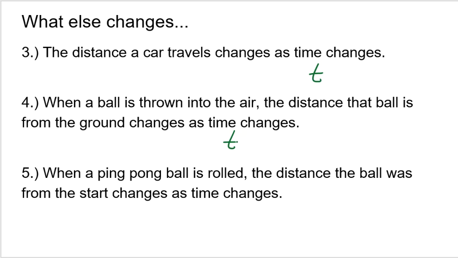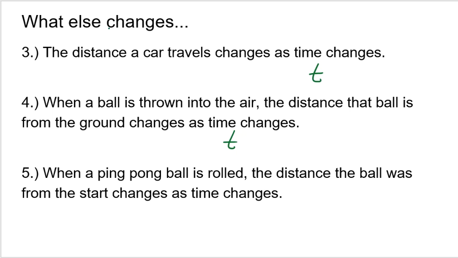If I take a ping pong ball and I roll it on the ground, the distance the ball was from the start changes as time changes. So if I put it down on the ground, that would be like position 0, and I start rolling it. As the time ticks away, the distance that ball is from me is growing: 1 foot, 2 feet, 3 feet, 5 feet, 7 feet, 20 feet, as that ball keeps rolling and rolling.